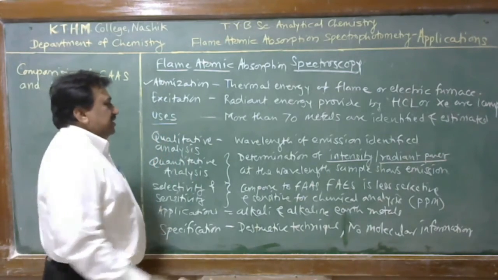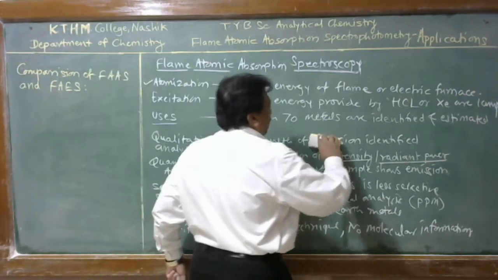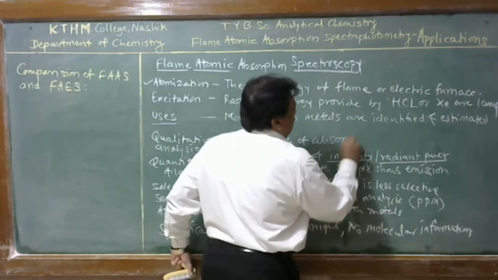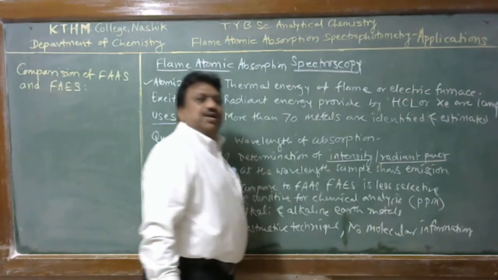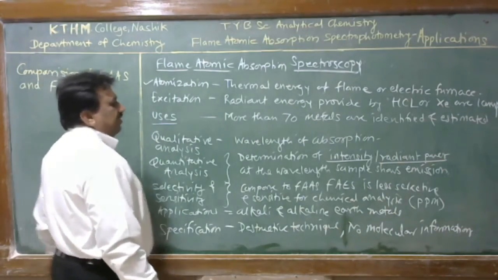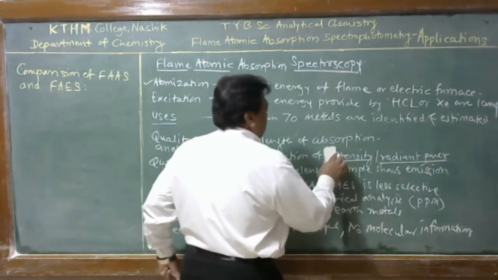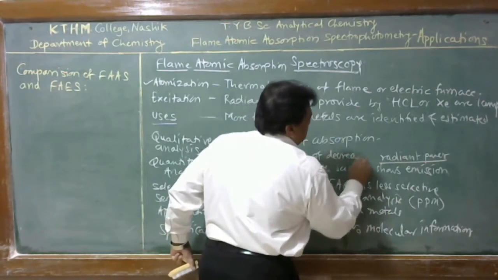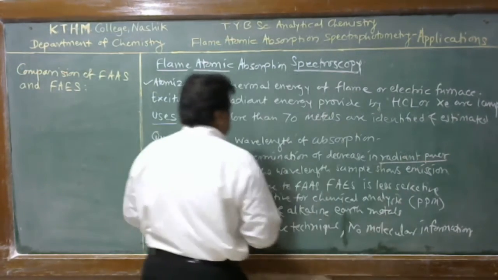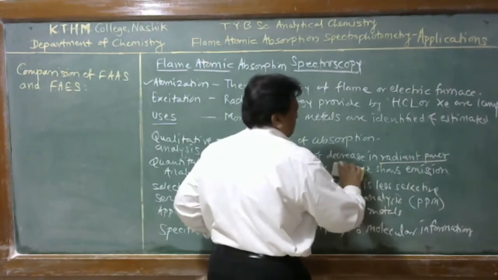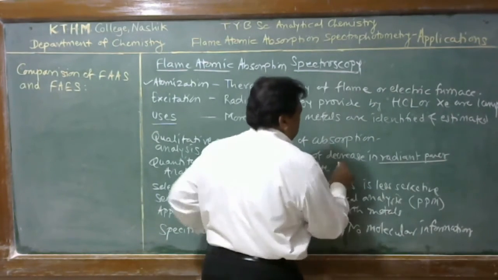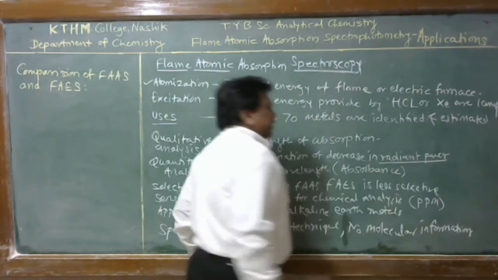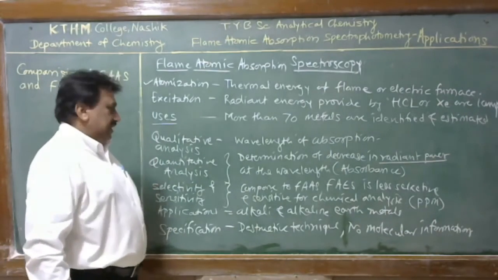Qualitative analysis is done on the basis of the wavelength of absorption. The wavelength of absorption is useful for qualitative analysis. Quantitative analysis is done on the basis of the decrease in radiant power at a specific wavelength, or by measuring the absorbance. Therefore, the absorbance of an atomic species is measured for quantitative analysis.